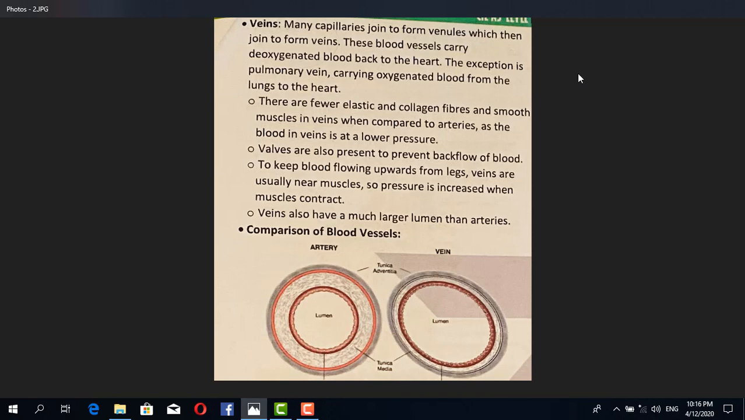The valves that happen to be present between each atrium and ventricle function as a gate. Once the blood flows from the atrium to the ventricle, they close to prevent the backflow of the blood. To keep blood flowing upwards from the legs, veins are usually near the muscles, so pressure is increased when the muscle contracts. And veins also have a much larger lumen than arteries.